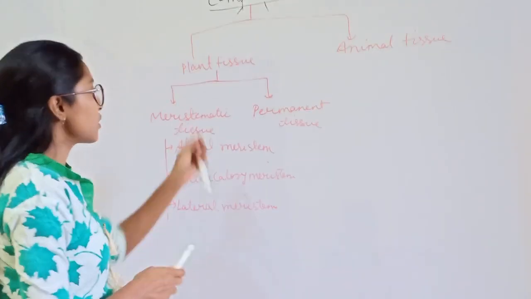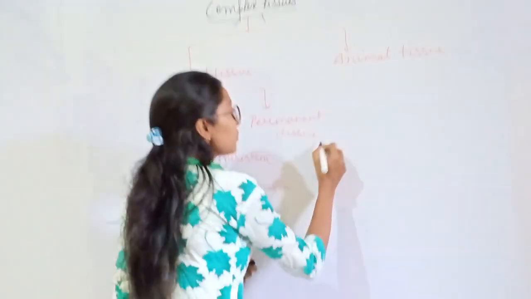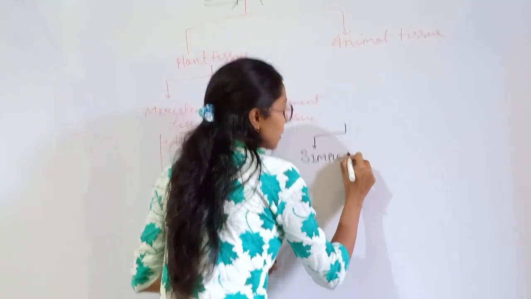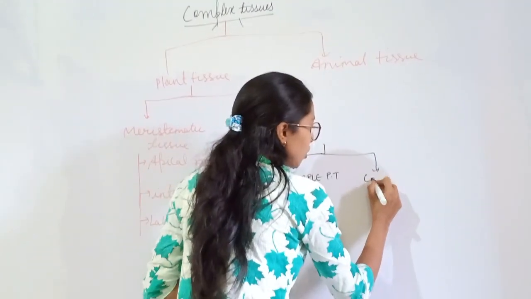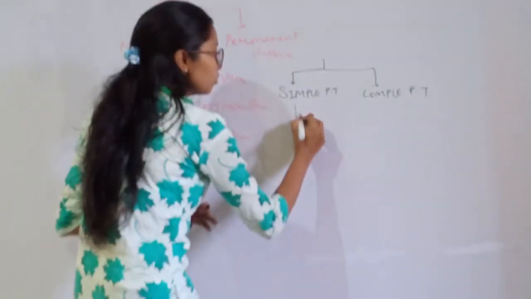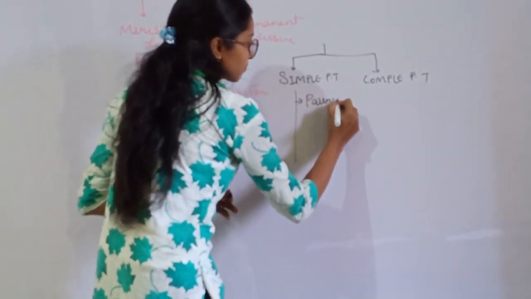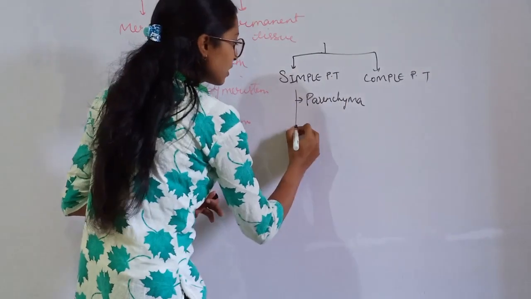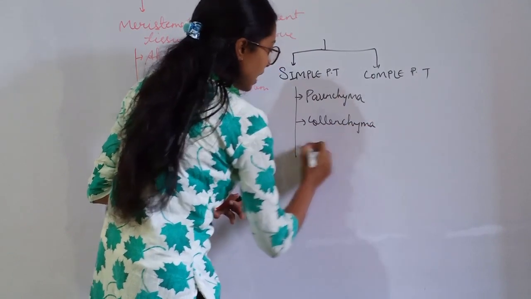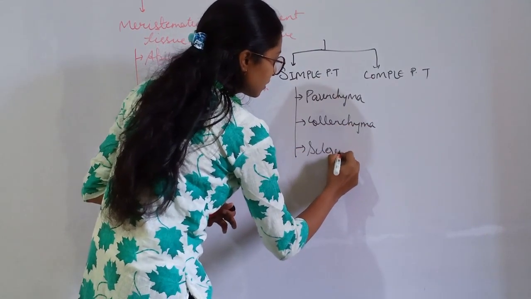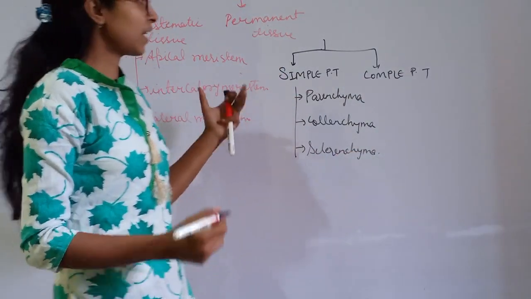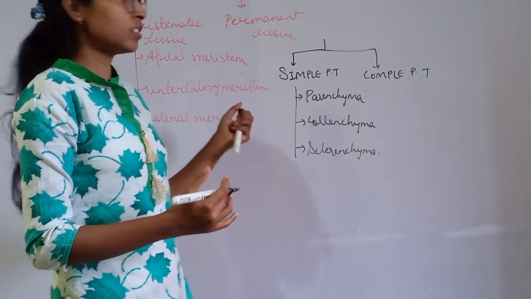Now next, plant tissue was divided into permanent tissue. Then again permanent tissue was divided into 2 types, that is simple permanent tissue and complex permanent tissue. Simple permanent tissue was categorized into parenchyma, which were the living cells, collenchyma, which were also the living cells, and then sclerenchyma, which were the dead cells. And we have seen how the structures look through the help of TS of section drawn on the board.